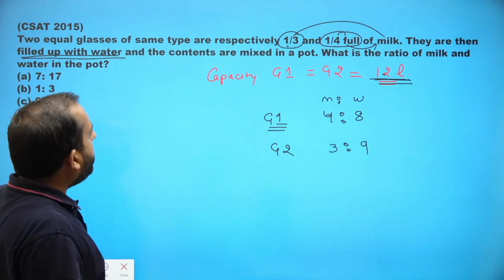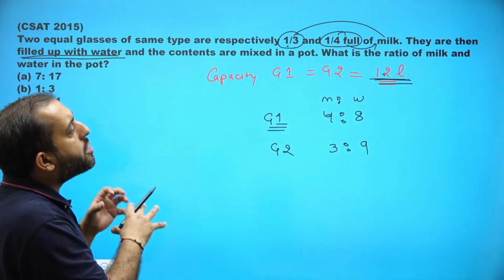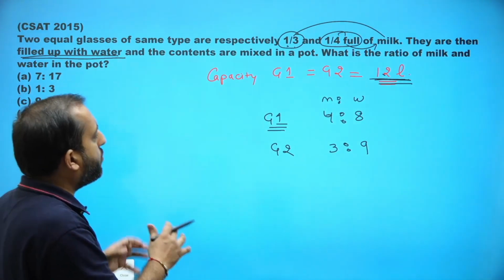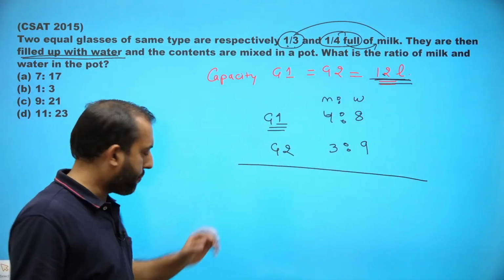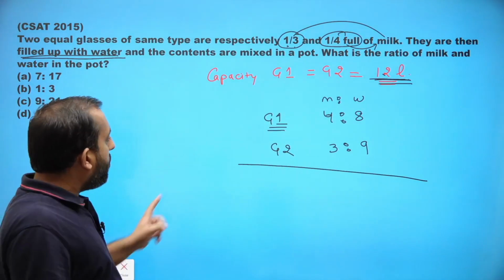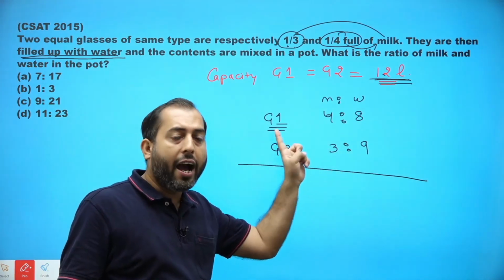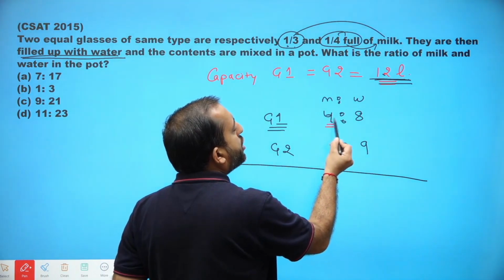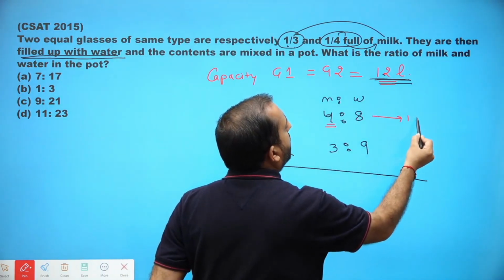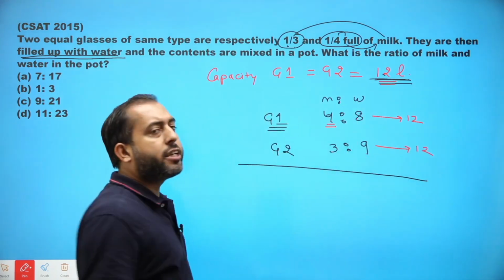What is the ratio? Now, they are mixed in a pot. What is the ratio of milk and water in the pot? Now they have been mixed. Now I can add these ratios directly. Why? Because if you pay attention to glass 1, what is 4 plus 8? It is 12. What is 3 plus 9? It is 12. So I can add these ratios directly.